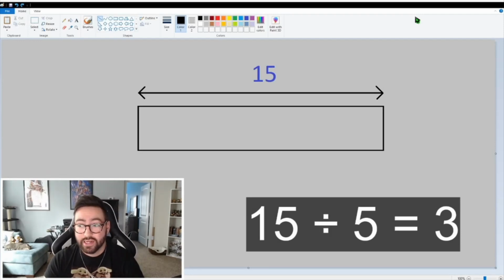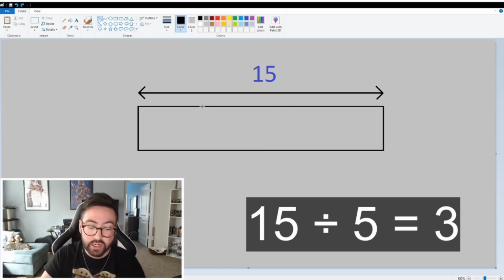Now, let's try that same problem using a strip diagram. Strip diagram is essentially a part-part whole model, and so we write the total at the top, and our problem is 15 divided by 5, so our total is 15. Now, the rectangle below it is 15 in all, but we're going to divide that by 5, and we can do that 2 ways. First way is we could divide it into 5 groups.